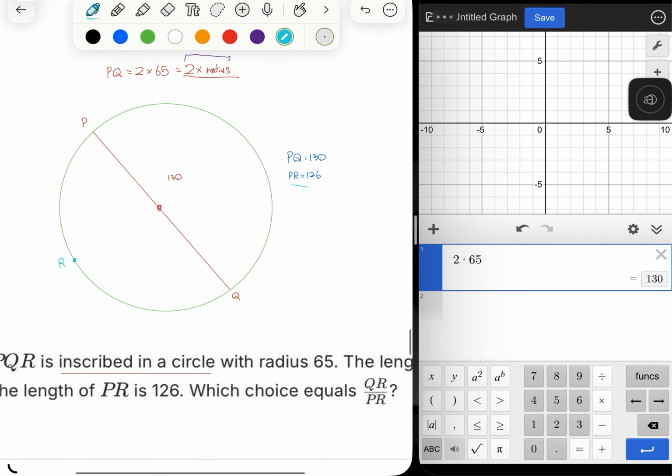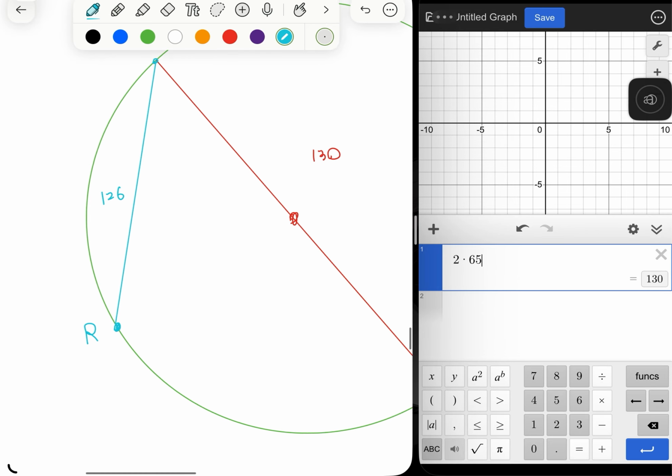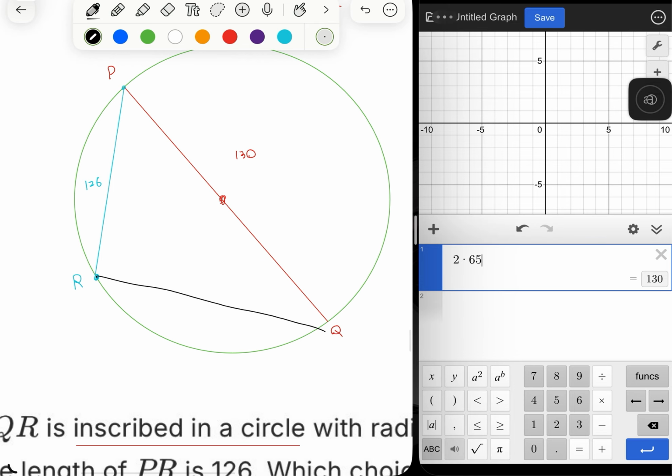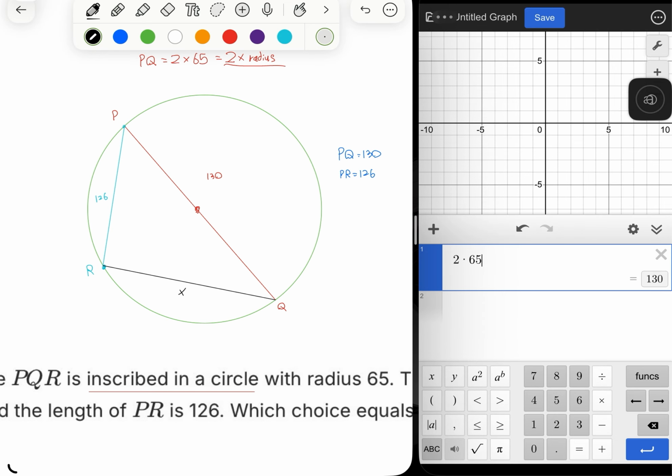So now they tell us PR is 126. And of course, we don't know the length of RQ, so we're just going to call that X. Now we have a triangle, and it's technically inscribed in a circle, because all the vertices are still touching the circle and the triangle is inside. How do you find that missing side, X?